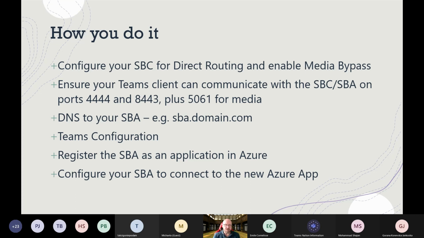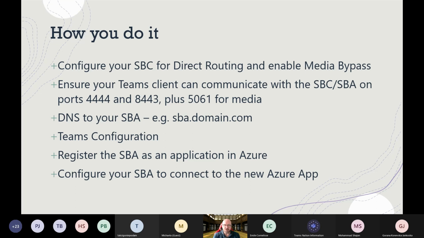You've got to make sure that your Teams client can communicate with the SBC. So there's no point actually having an SBC and SBA that isn't routable to the actual user. So typically you put this in the branch, on the same or a routable LAN as the user themselves. And there are some specific ports, as you can see there, that you've got to make sure you can open up for communication and also media.